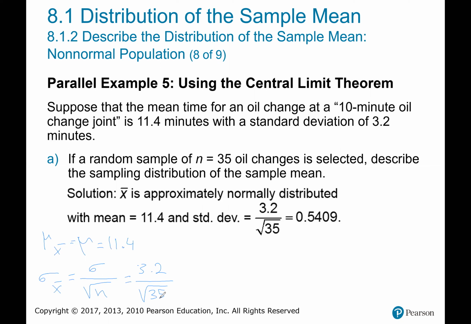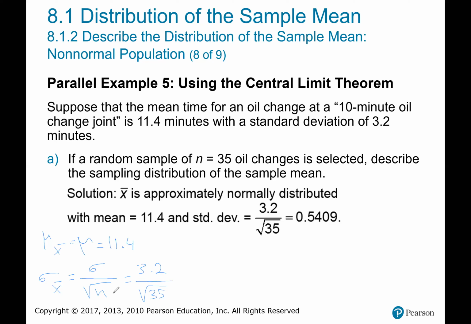So again, guys, in the homework, when they ask you to describe the sampling distribution, that means you should tell me that the mean of X bar is the same as the mean of the population, so it is 11.4. And then the standard deviation of the sample mean is the same as the standard deviation of the population divided by the square root of the sample size, so it's going to be 3.2 over the square root of 35. And if you punch this in your calculator, it's going to be 0.5409. So now let's go to part B, okay?